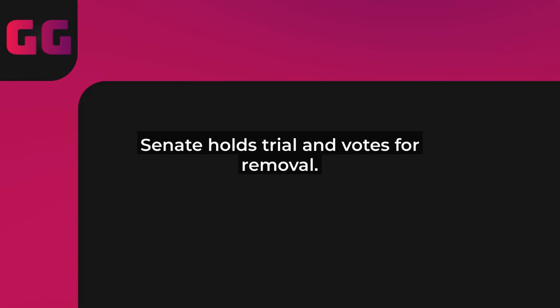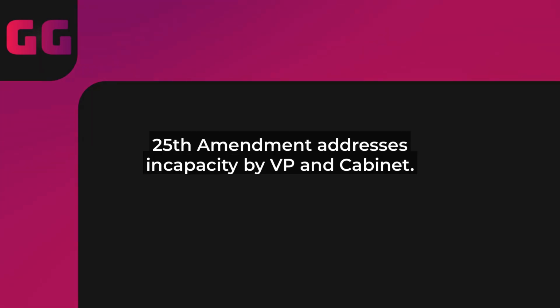First off, the most common way to remove a president is through impeachment. This process starts in the House of Representatives. If they believe the president has committed high crimes and misdemeanors, like abuse of power or obstruction of justice, they can vote to impeach. It's like a formal accusation.